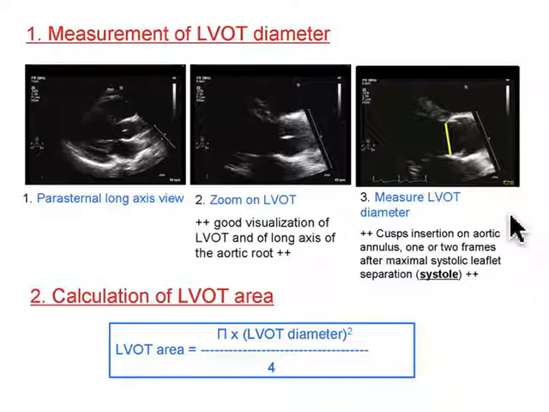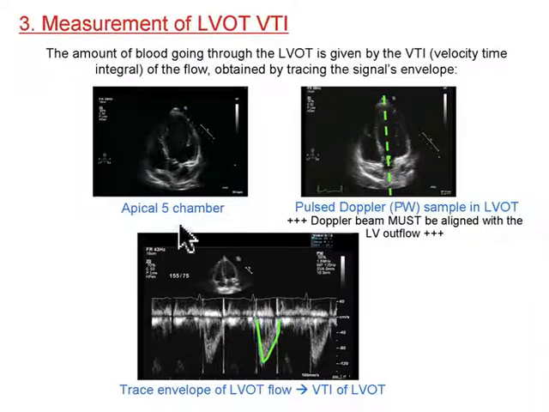And that's going to be an important part of this whole cardiac output. So what the machine does is you lock in that value, and the machine immediately squares it, times it by pi, divided by 4 to give you the LVOT area. So it takes the diameter, converts it into the area, and then the next thing you're going to do is measure the velocity time integral across that aortic valve.